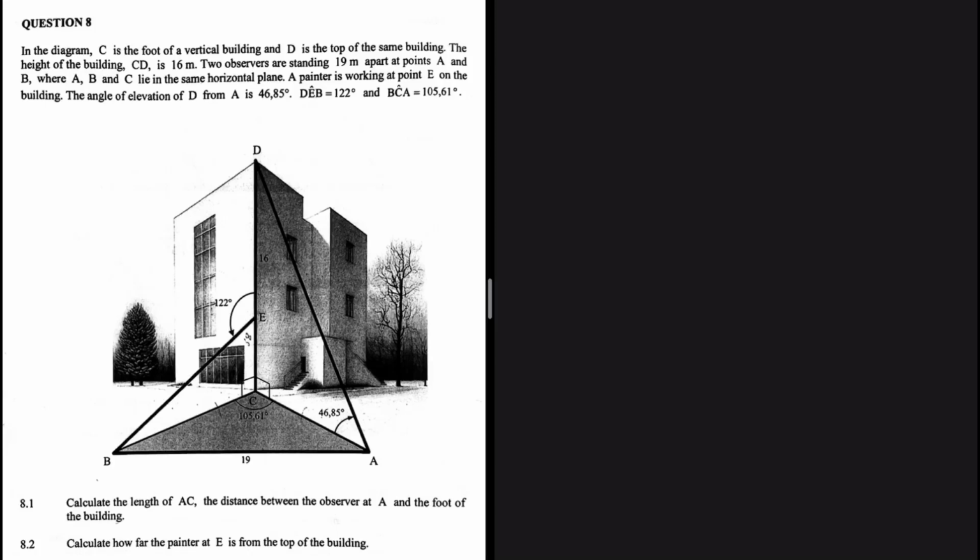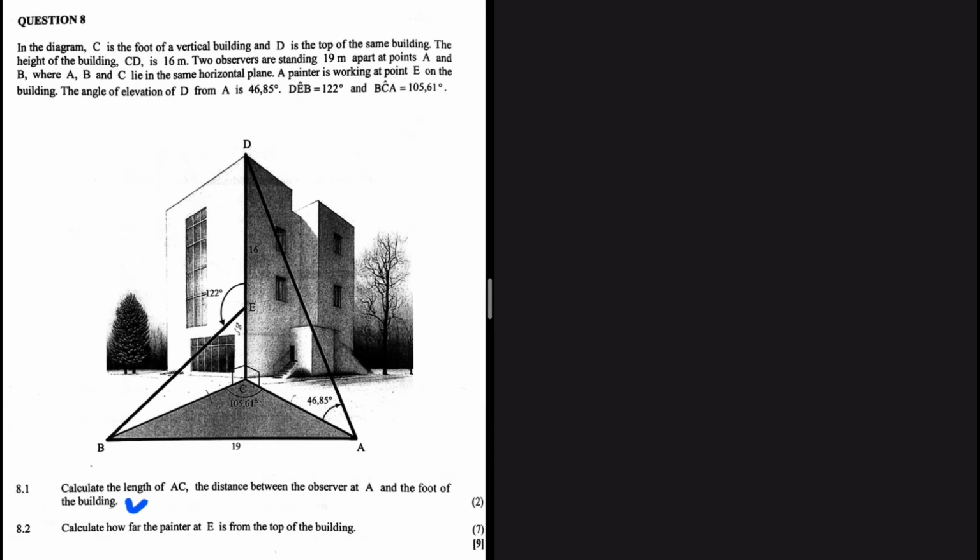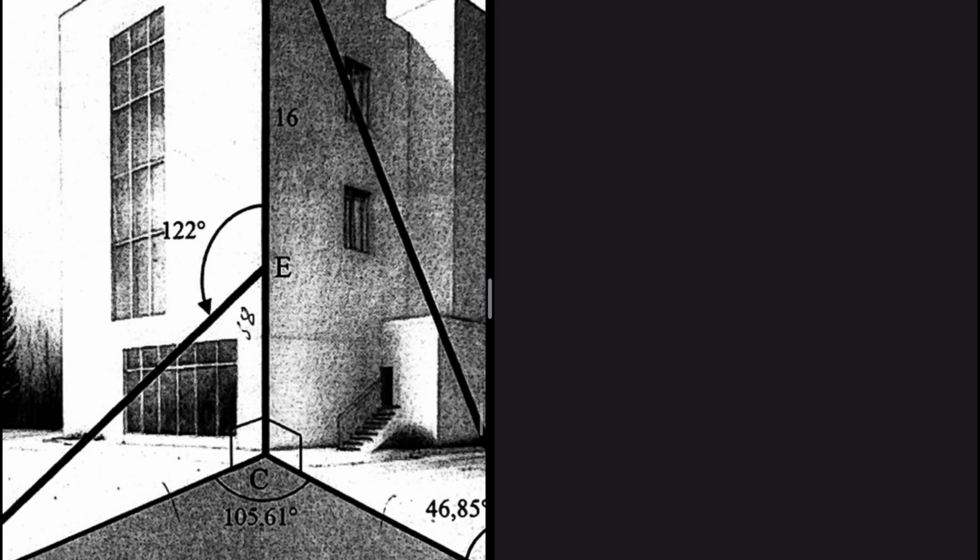Calculate the length of AC, the distance between the observer at A and the foot of the building. So let's go ahead and take a look and see what is happening. In the diagram, C is the foot of a vertical building, and D is the top of the same building. And there we go, our haunted house.